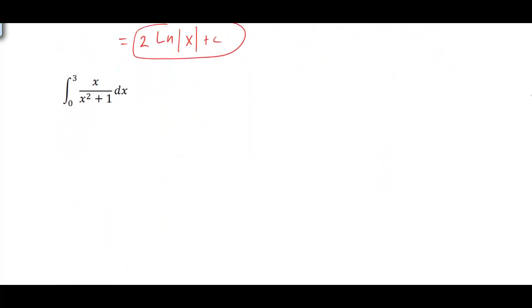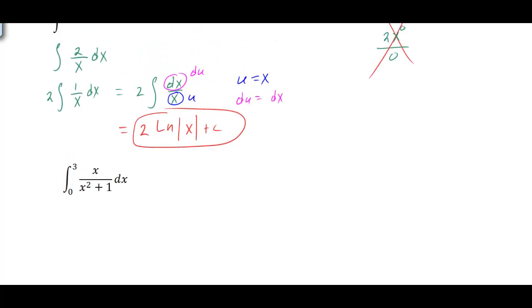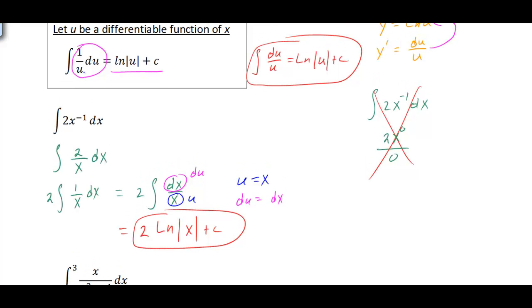All right, let's try another example. Here we have a definite integral. We have limits here. So we're looking at the integral of x over x squared plus 1, integrated from 0 to 3. Well, once again, if we think about our formula, usually here with the formula, if we find this form, we're trying to let u equal the denominator, and then hopefully our numerator will be the derivative.